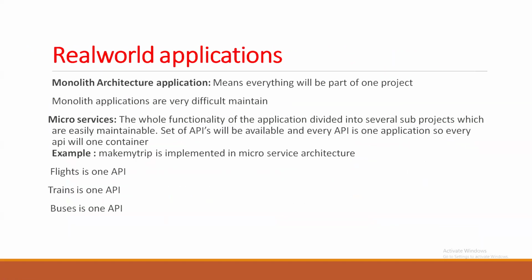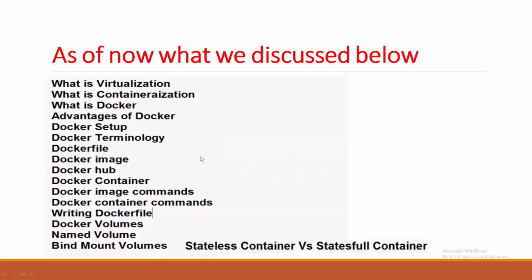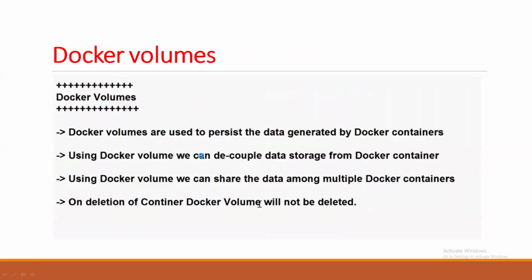So monolithic architecture application and microservices. From Docker, we are using it for microservices deployment. Guys, understood?